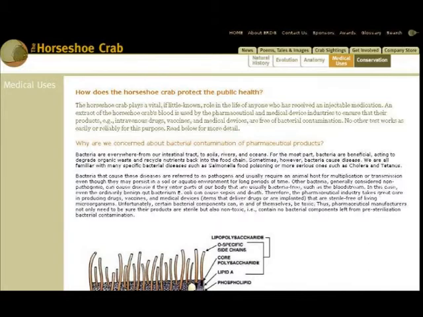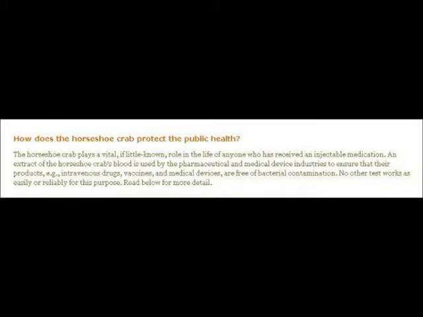And I'm going to put another slide up so we can read that a little bit easier. It says, the horseshoe crab plays a vital, if little known, role in the life of anyone who has received an injectable medication. An extract of the horseshoe crab's blood is used by the pharmaceutical and medical device industries to ensure that their products, e.g. intravenous drugs, vaccines and medical devices, are free of bacterial contamination. No other test works as easily or reliably for this purpose.